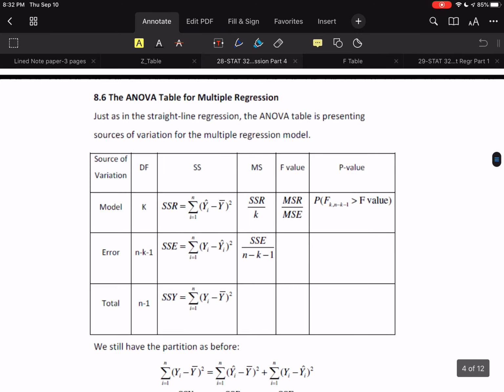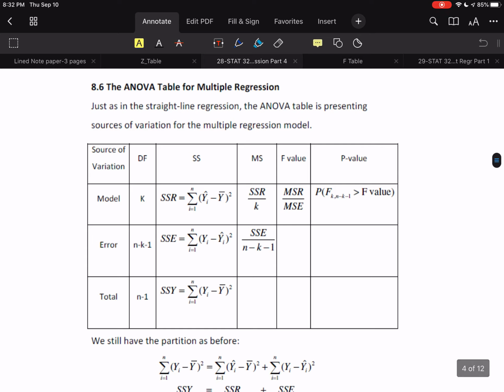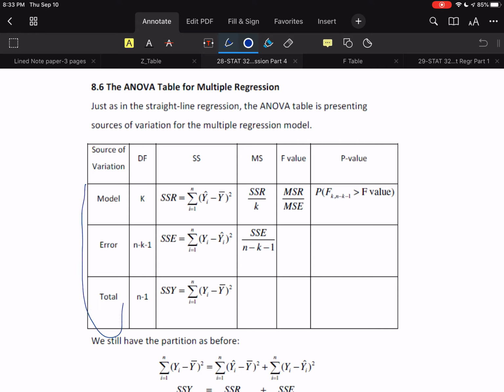And so the ANOVA table looks right here exactly like it does for the straight line regression. The difference is that we have a source of variation down here the same way. We have model, error, and total. So the difference is how y hat is calculated. So now we have multiple explanatory variables included in there. But the ANOVA table is basically the same.